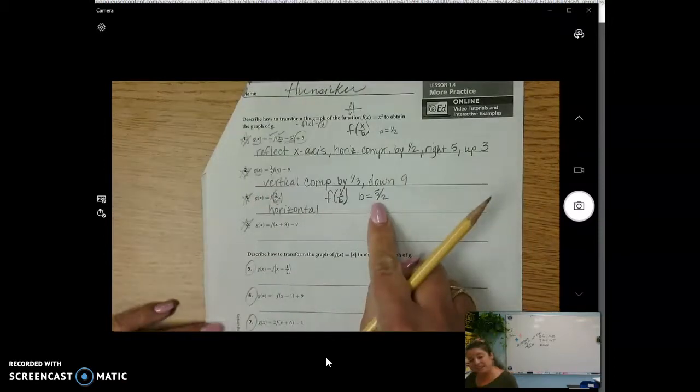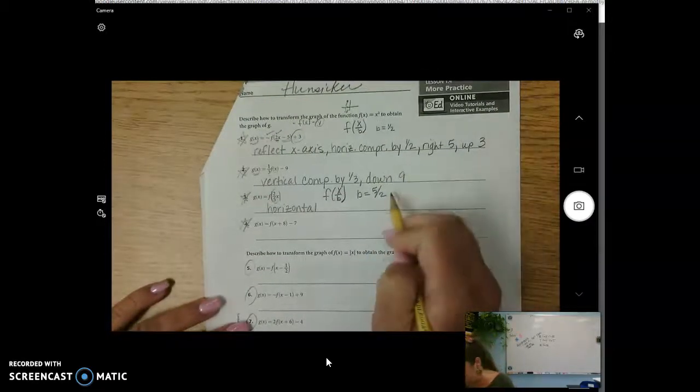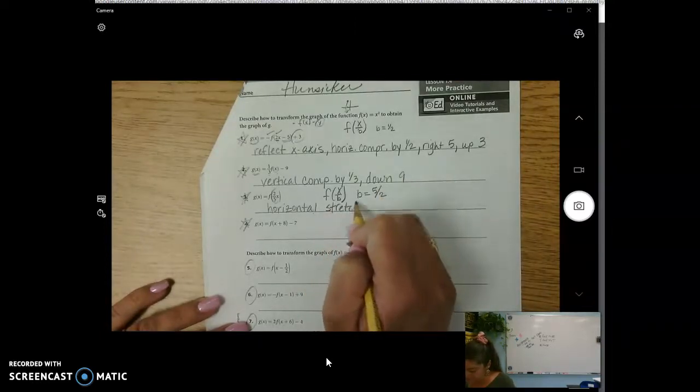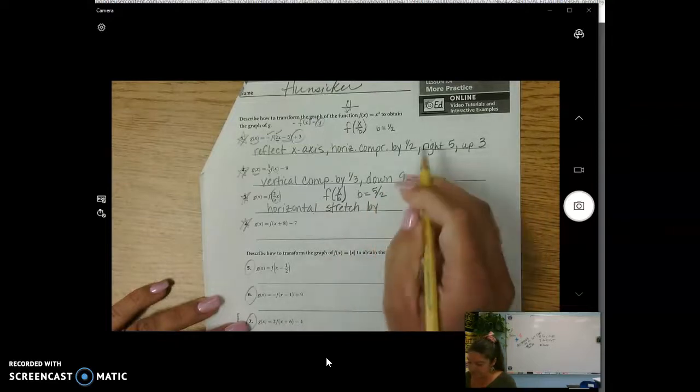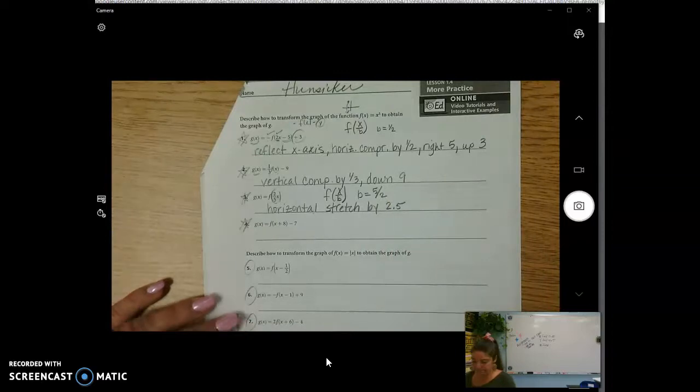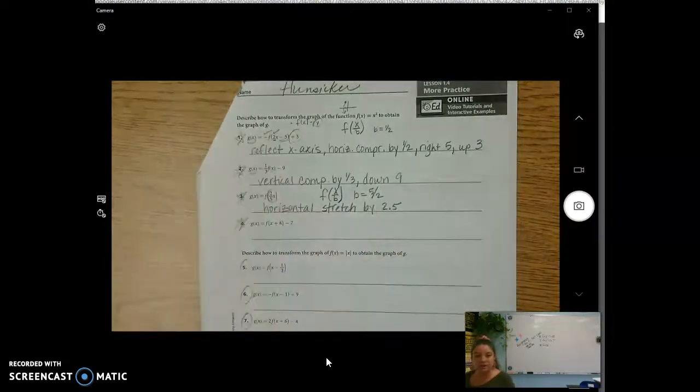And since this number, which is 2.5, is greater than 1, that makes it a horizontal stretch. And that's a horizontal stretch by 2.5, or 5 halves if you want to call it that. And then there's nothing else going on, we're done.